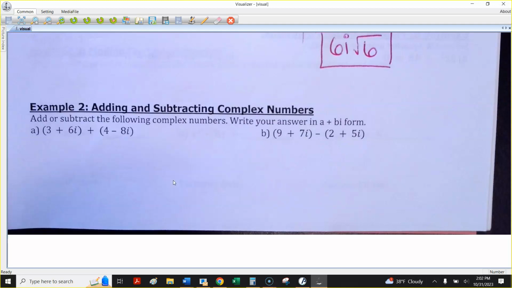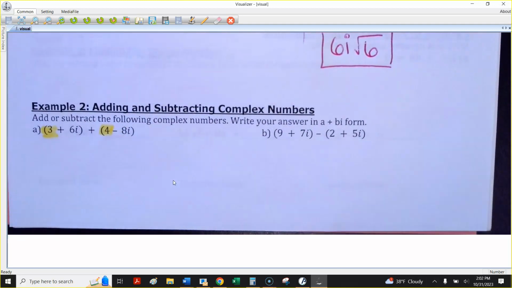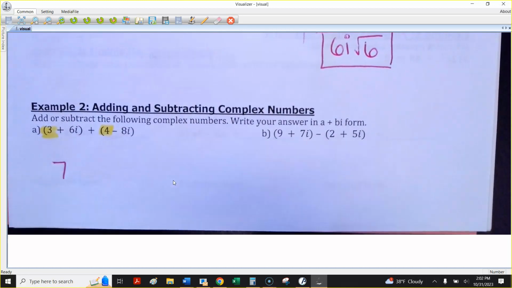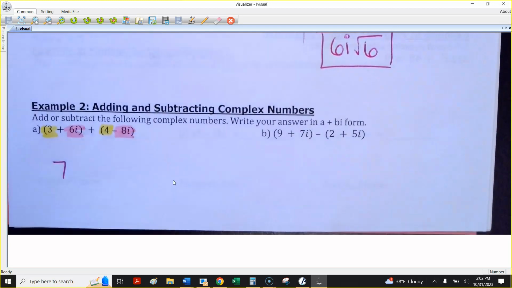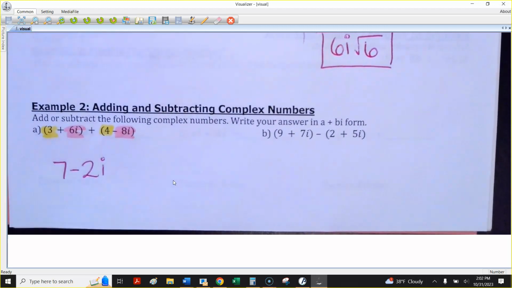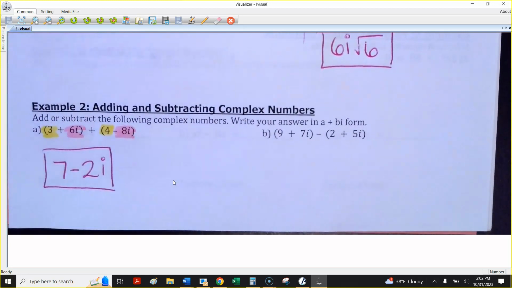You add the real parts together. So the 4 and the 3, those are like terms. Those are both the real parts. That's just going to give you 7. And then you combine the imaginary parts. So 6i minus 8i, it's literally just 6 minus 8. So it would be negative 2, and it would have an i attached to it. It's just like combining like terms. Exactly right. Add the real parts together, add the imaginary parts together.